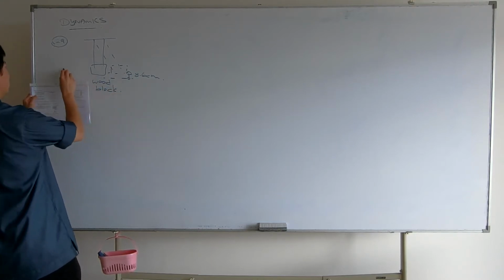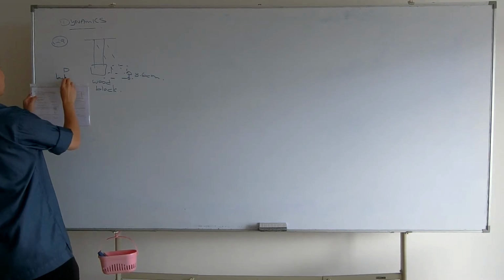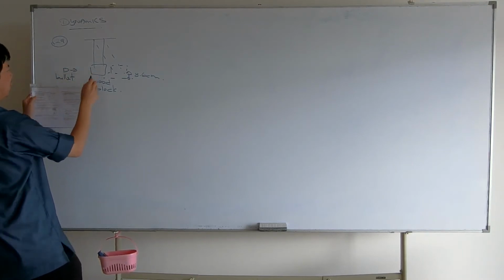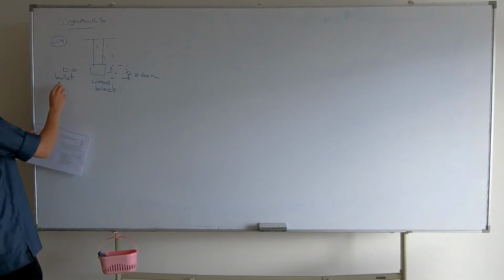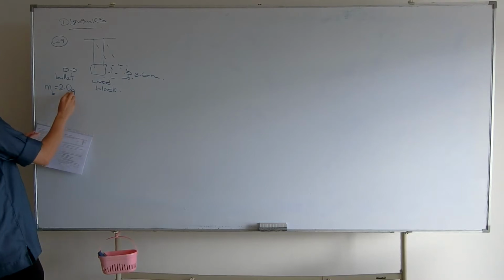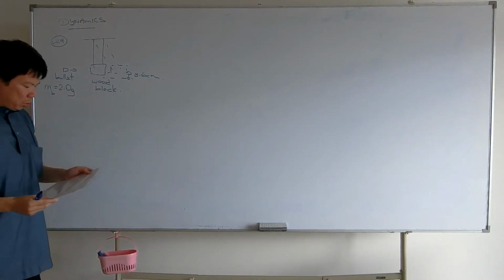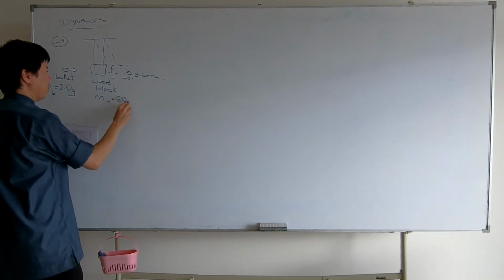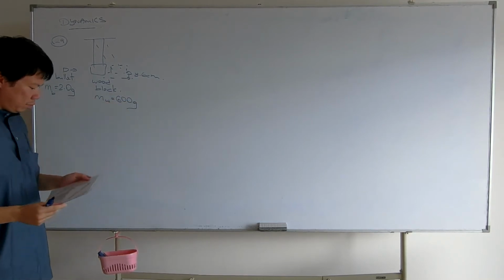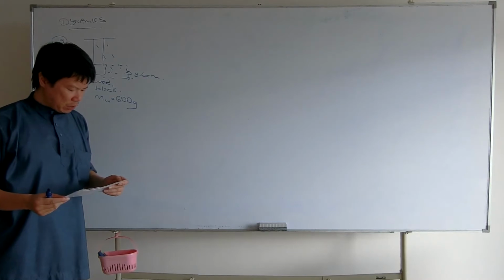This is your wooden block, and you have a bullet. Basically, a bullet entering a wooden block. A bullet of mass 2 grams, apologies, 2 grams, is fired horizontally into a block of wood of mass 600 grams. The block is suspended from a spring so that it is free to move in the vertical plane. The bullet buries itself in the block.